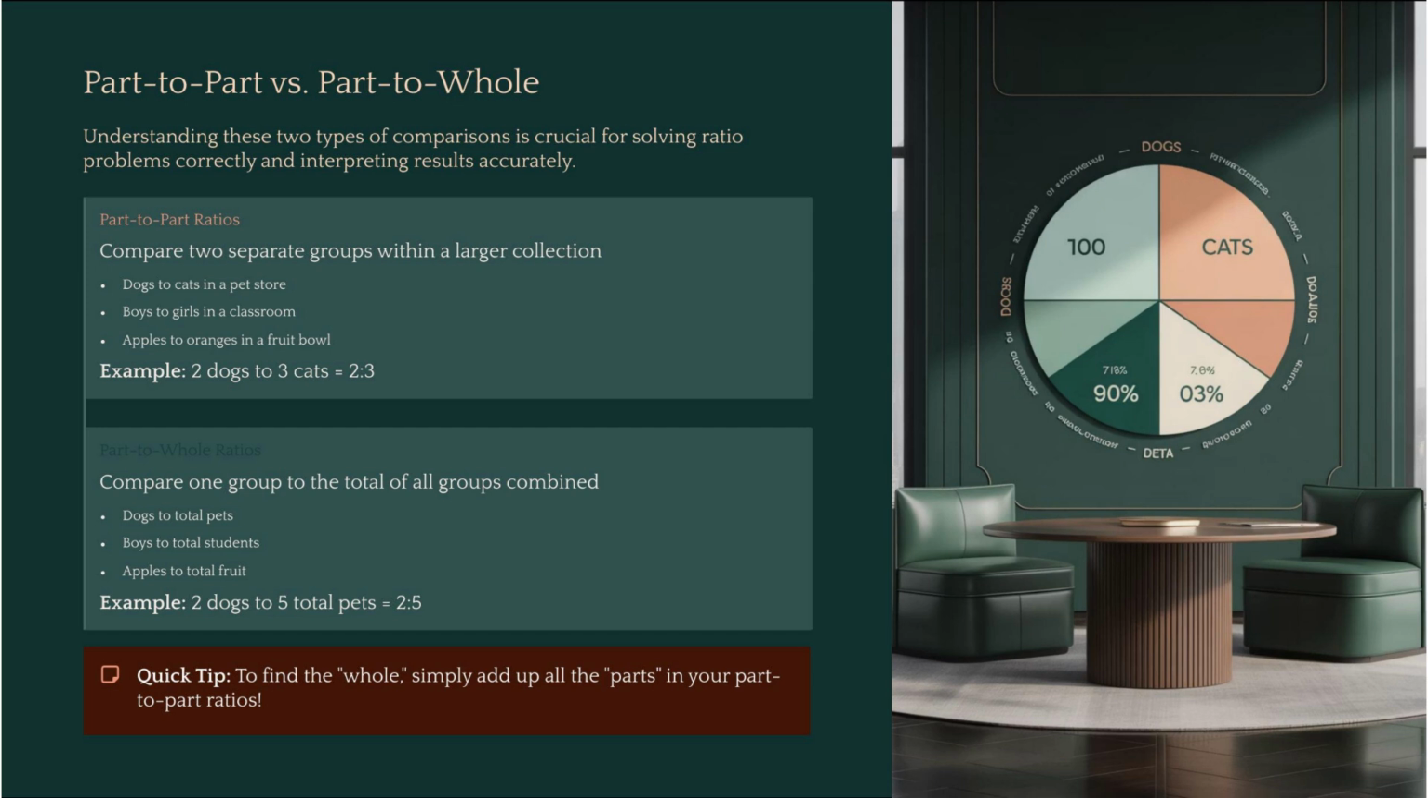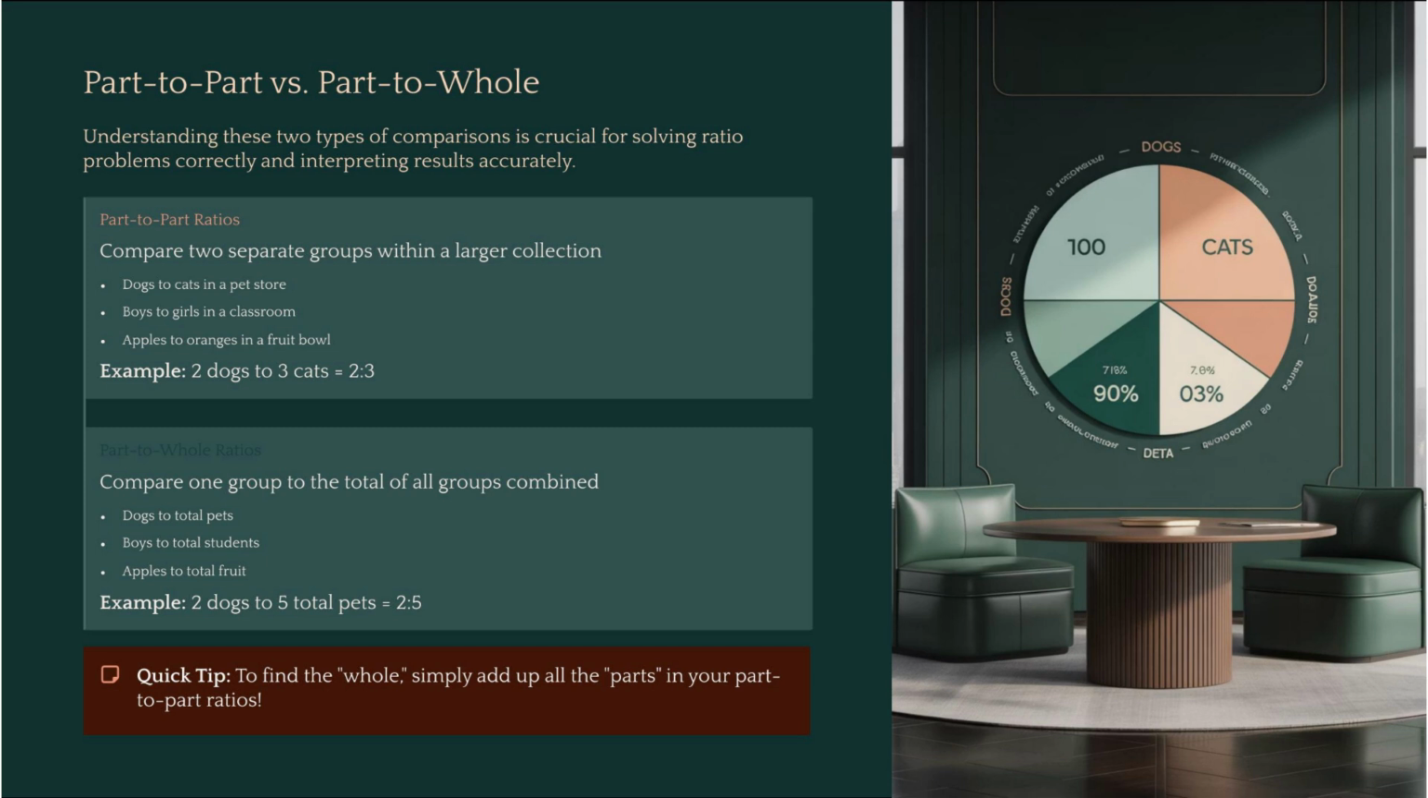It's important to be able to tell the difference between part-to-part and part-to-whole ratios. A part-to-part ratio is what we've mostly been dealing with, comparing two separate groups, like dogs to cats or pencils to pens. A part-to-whole ratio is when you compare one specific group to the entire total. For example, the ratio of dogs to the total number of pets.